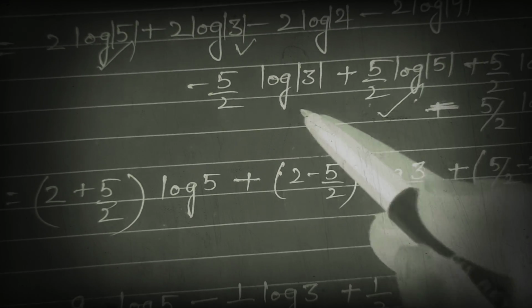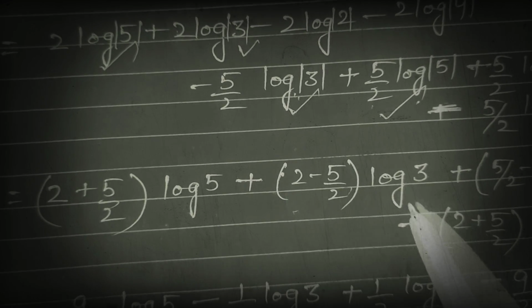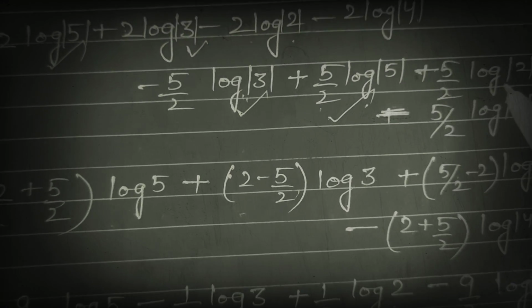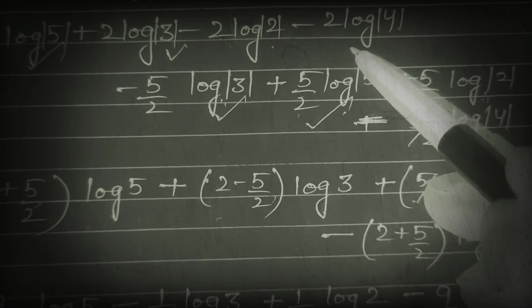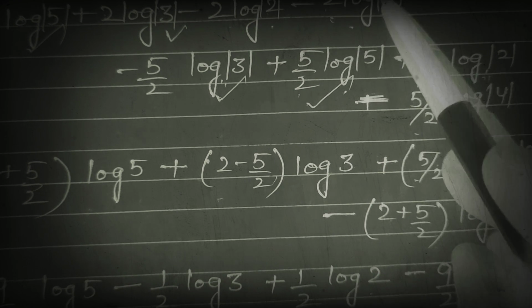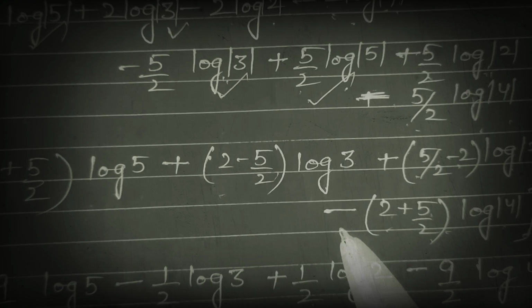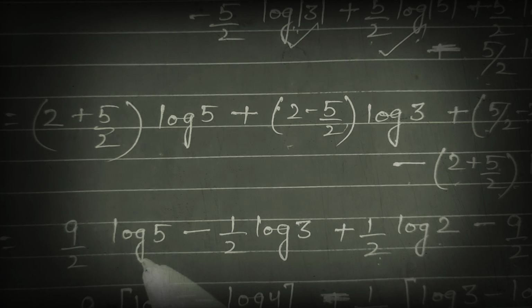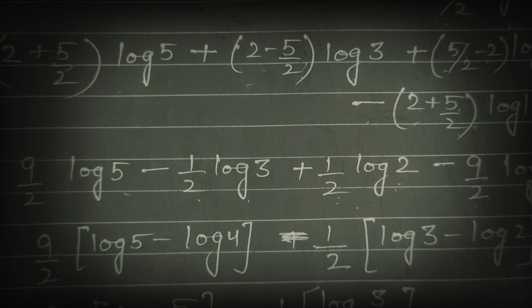A log 3 term here and a log 3 term here. We can take log 3 common from these two. It is 2 minus 5 by 2 log 3, plus, it is minus log 2 and log 2, it is 5 by 2 log 2. So log 2 common from these, it is 5 by 2 minus 2 log 2. And this one is minus 2 log 4 and minus 5 by 2 log 4. We can take log 4 common from these, we will get 2 plus 5 by 2, taking minus common from these two. Now we will get 9 by 2 after solving this. After taking LCM, we will get 9 by 2 log 5 minus 1 by 2 log 3 plus 1 by 2 log 2 minus 9 by 2 log 4.